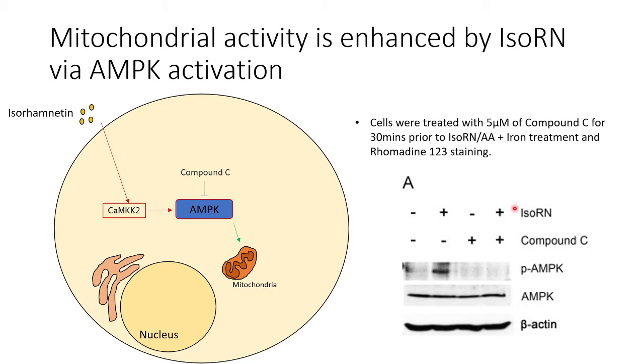The mitochondrial activity is also quantified. It is checked using compound C as an inhibitor to confirm that AMP kinase activates mitochondrial activity, or in this case inhibits mitochondrial activity, as its pathway by Isorhamnetin activation.